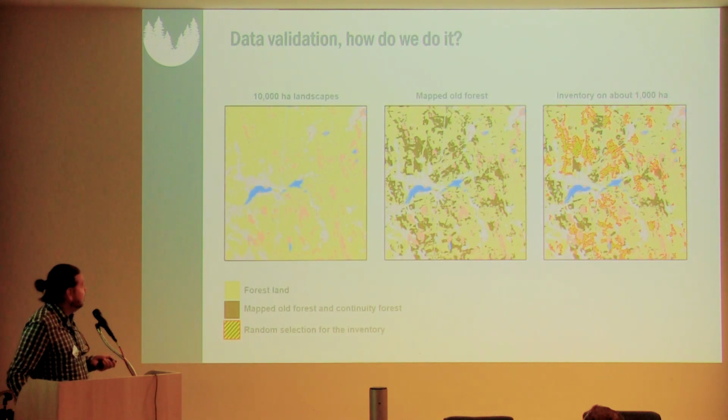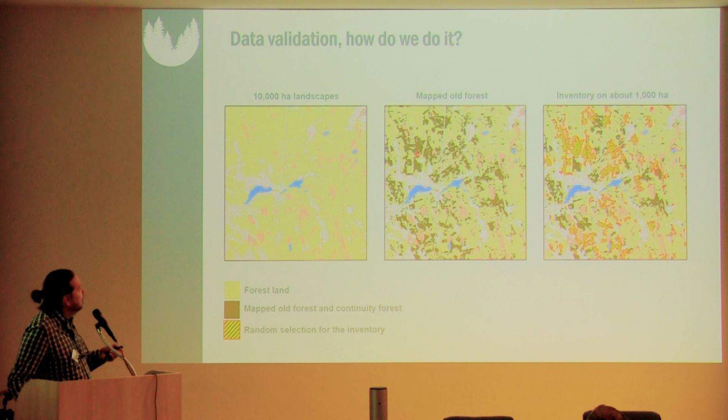We of course do that data validation. This is work going on as we speak here today. We do the survey in 10,000 hectare landscapes. Out of these landscapes, we have mapped some old forest in the landscape. We choose 1,000 hectares, I would say semi-randomly, because we choose the biggest first, and that's only because of logistic reasons. If we would choose completely random, we would have a lot of these tiny patches to survey, and it would take forever.